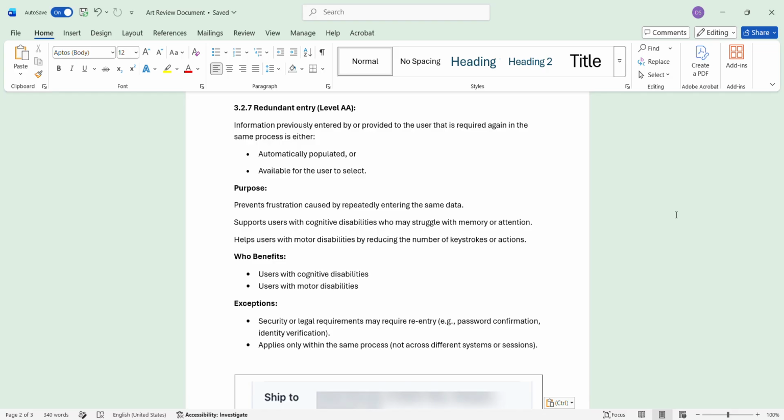Whatever information was previously entered or provided by the user, if it is required again in the same process, it should either be automatically populated or be available for the user to select. Suppose in a session we are filling in the same, repetitive information, that is not required. This is what this WCAG guideline is saying.